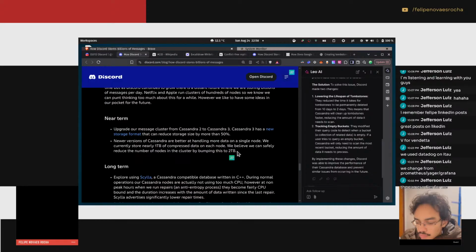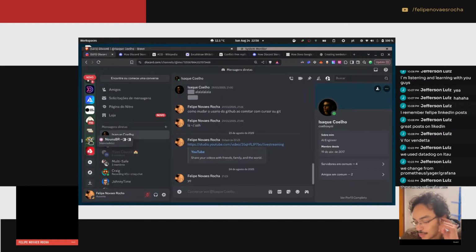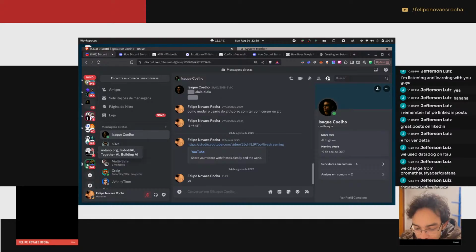2 terabytes. Man, imagine in Discord. Look at my Discord. I have so many servers here, and it's not even close to how many servers exist in Discord. Imagine how many messages are running here, and servers and so on. And I have another one, a lot of folders. They have another folders here, a lot of folders.